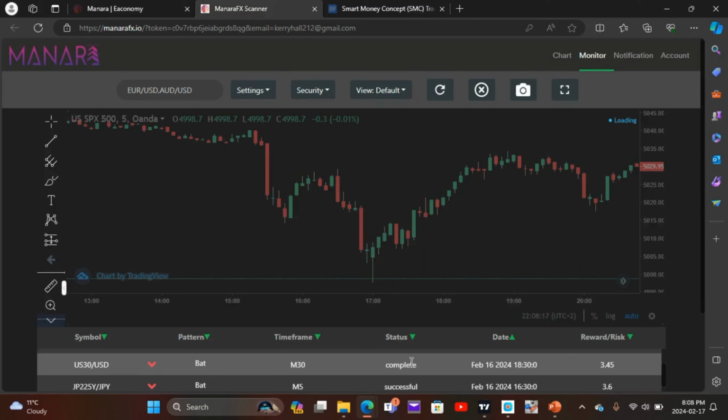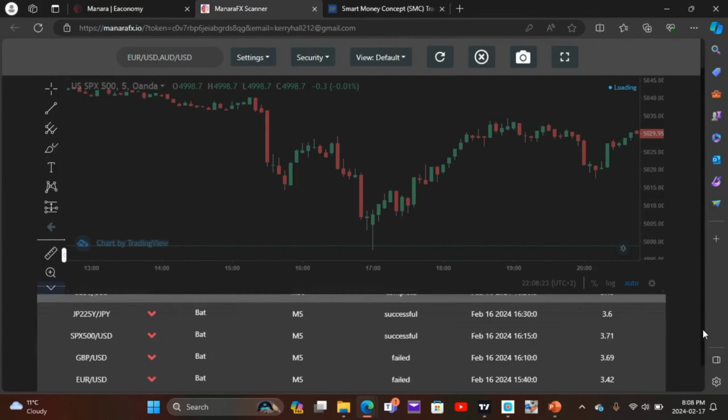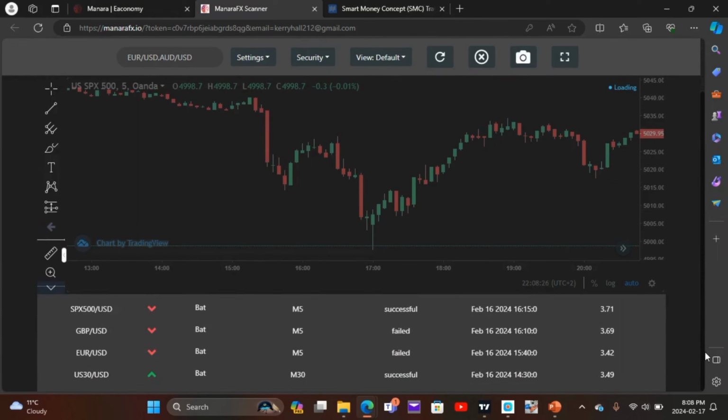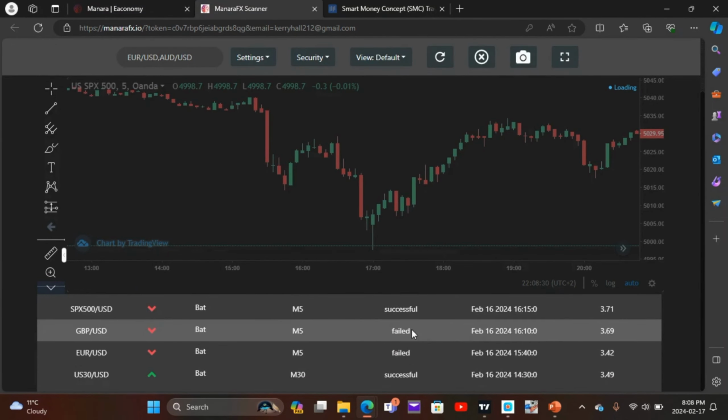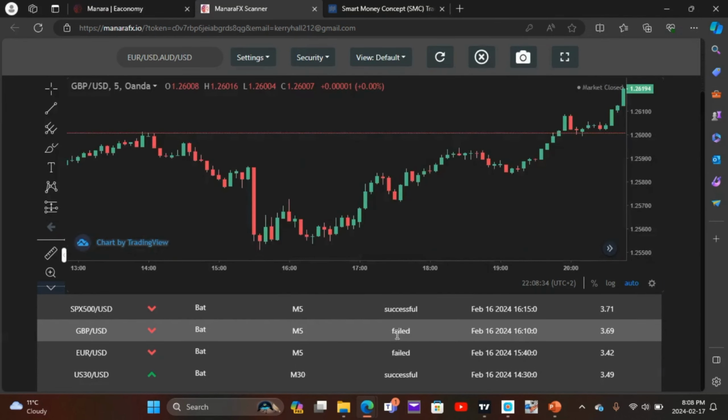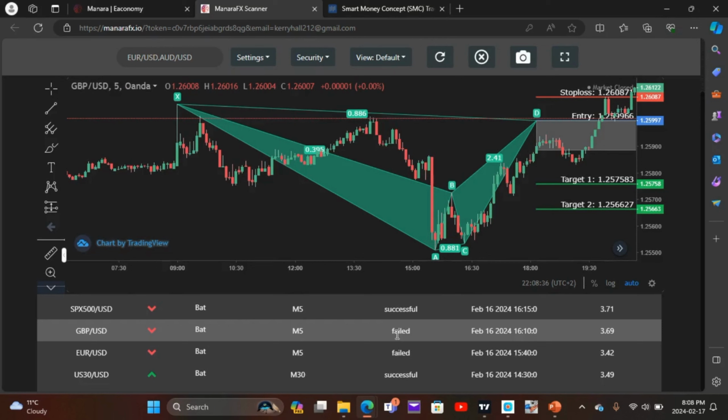I don't know why it's not loading for us. Anyways, when it comes to complete, remember that if it says complete, it's indicating to you that the trade is now at the point of entry. I think it's loading all the chart markups for that one, because it's actually a trade that was complete yesterday. I'm not quite sure why it's taking so long to load.